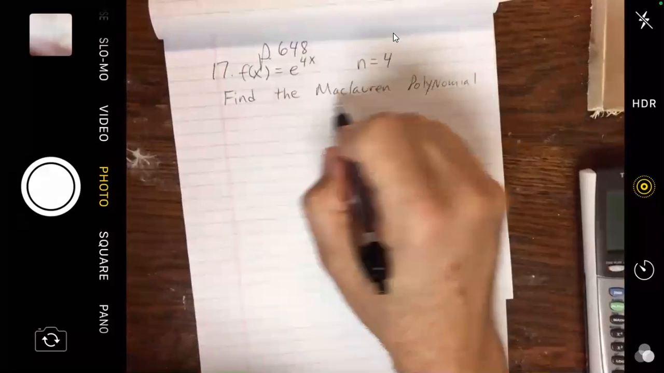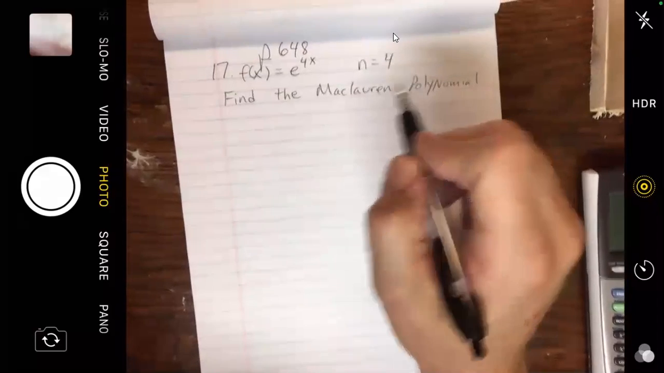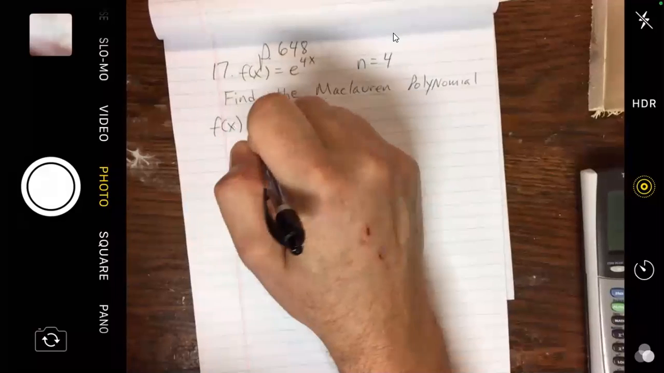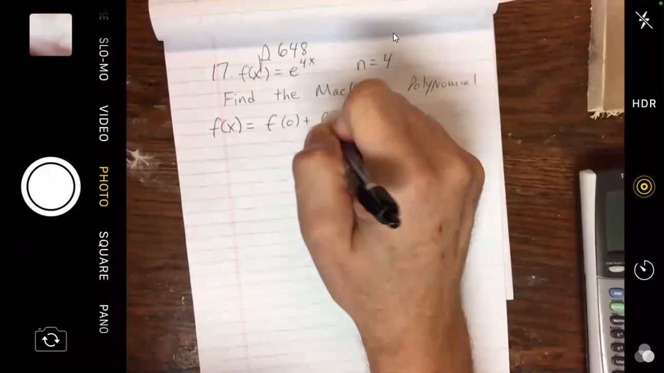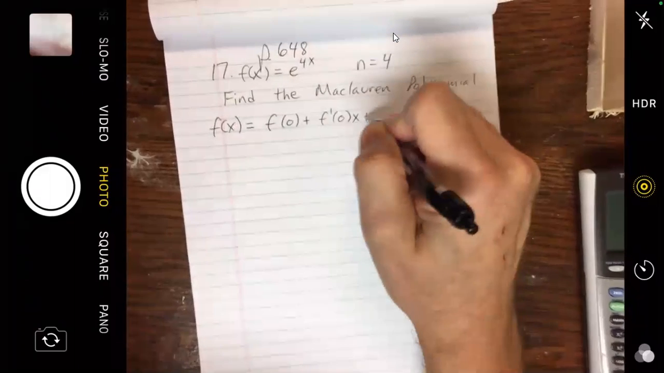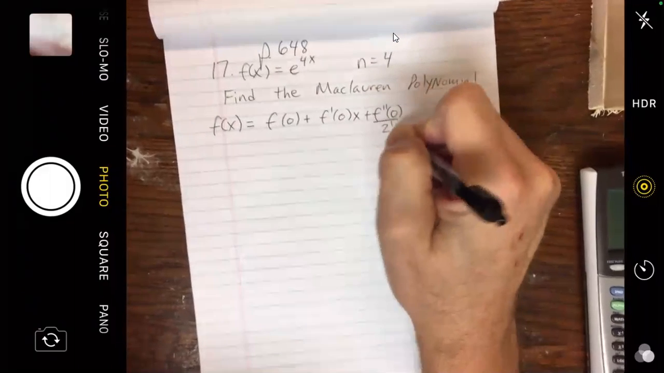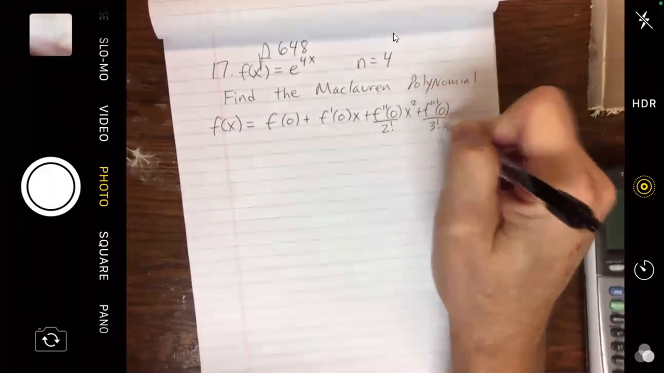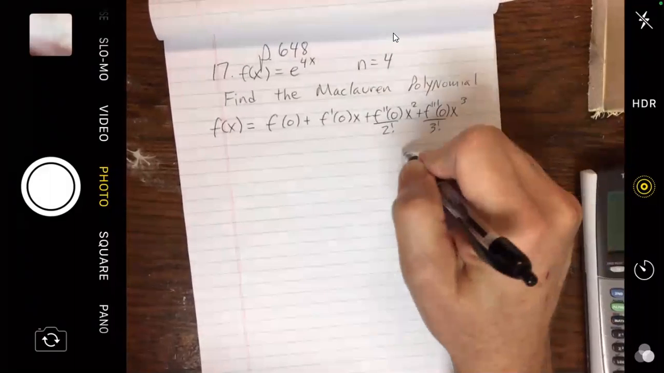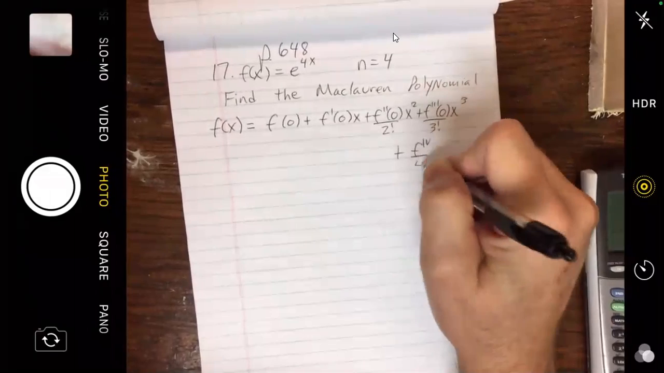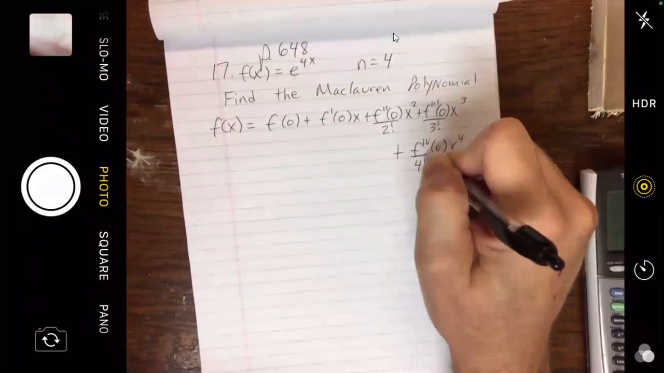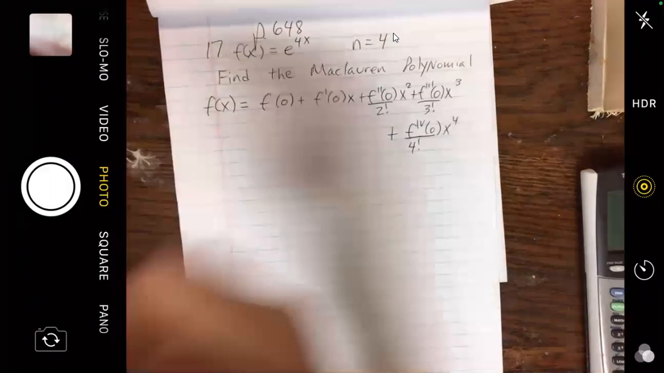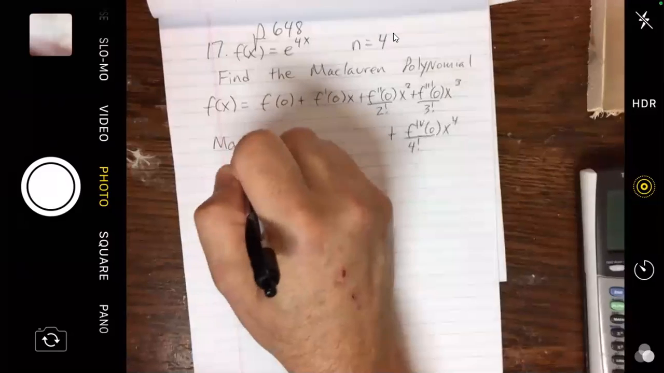Okay, I like to go ahead and write it down so I know what I'm plugging and chugging into. So I am plugging and chugging into f of 0 plus f prime of 0 x plus f double prime of 0 over 2 factorial, f triple prime of 0 over 3 factorial x cubed. I guess I ran out of room for the last one, plus the fourth derivative of 0 over 4 factorial x to the fourth. It literally is plug and chug. The easiest way I use is to just make a table.